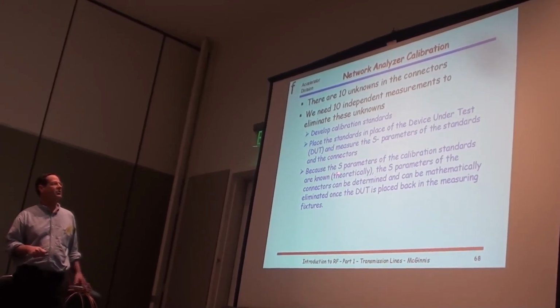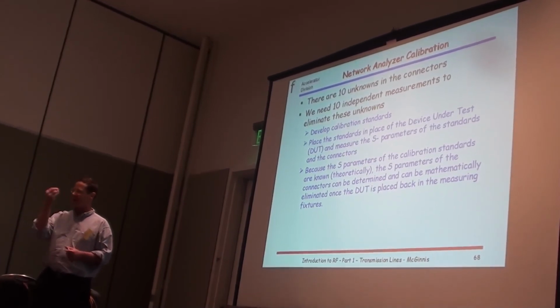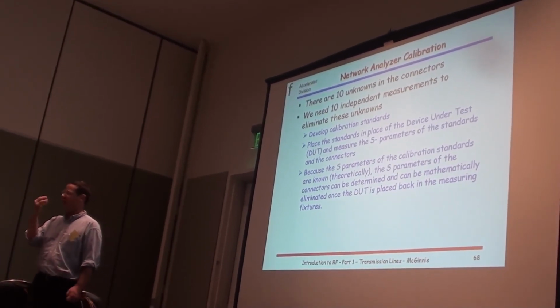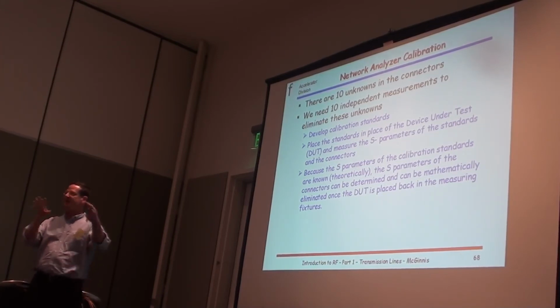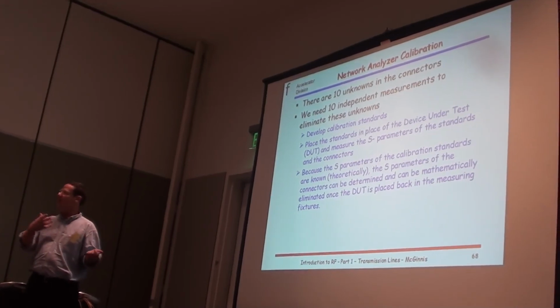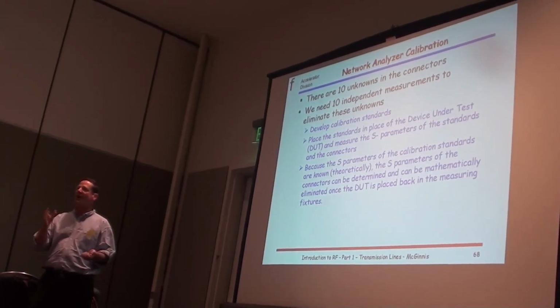Because when they precisely build these short circuits, they know its reflection coefficient. You put it on, you tell it it's a short, and it says, I measure short. You give it an open. You give it a 50 ohm load. And then it does some fancy math, inverts that, and finds the unknowns. And then we'll take those unknowns off all the other measurements.